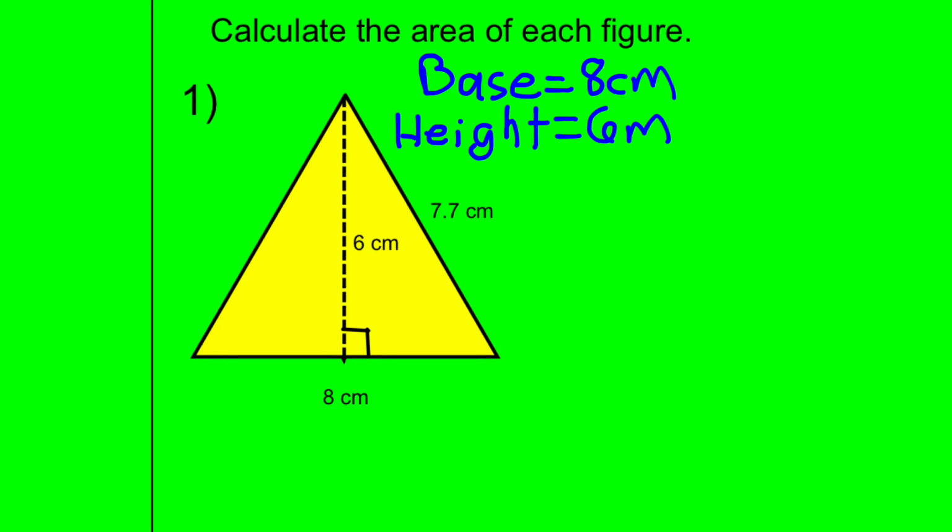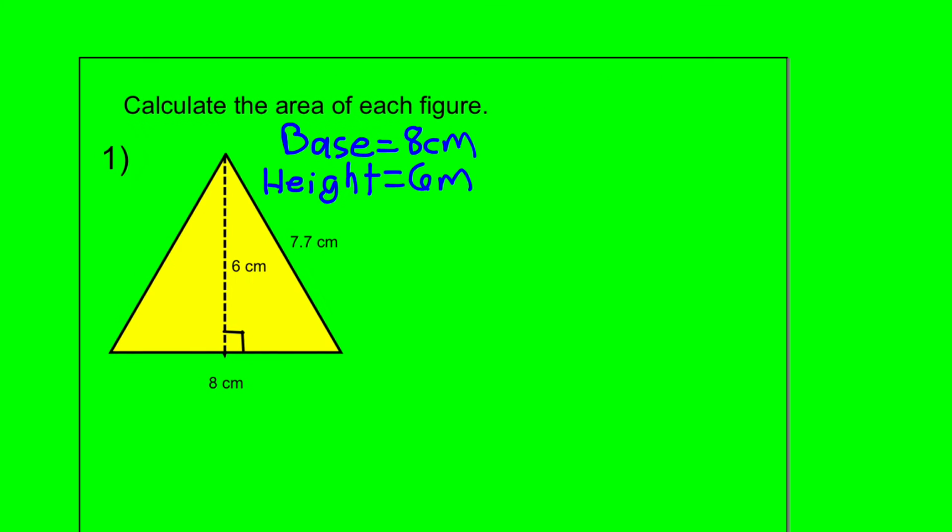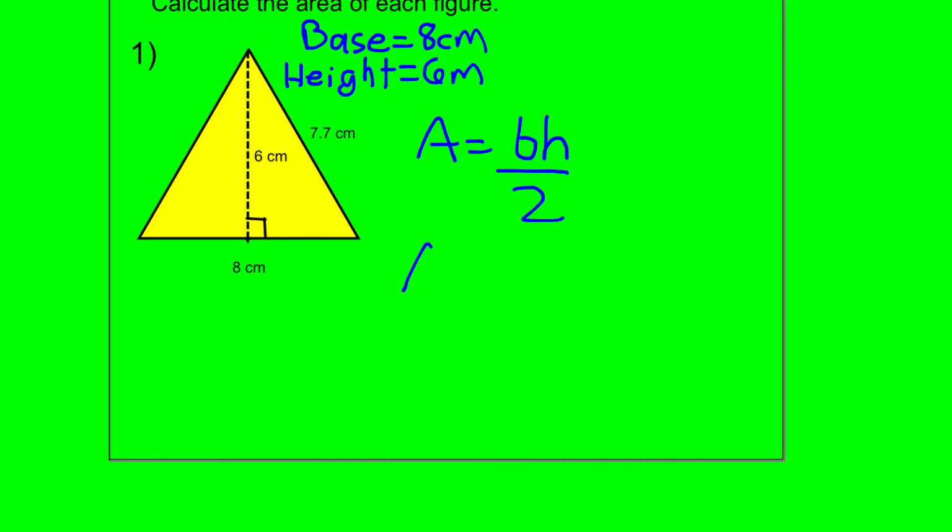So on this triangle, the base is 8 centimeters, the height is 6 centimeters. To calculate the area of this triangle, you use the equation A equals B times H divided by 2. Substitute in those values. A equals, the base is 8 times 6 divided by 2.